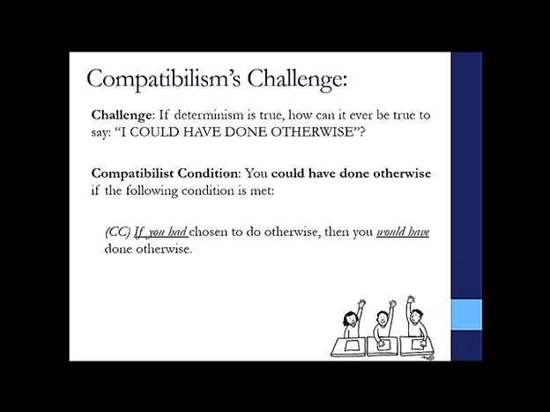Now, it might not be possible that you made a different choice, right? If determinism's true, if fatalism of any sort's true, it's going to be false that you could have made a different choice. The compatibilist says that's okay. What matters is this. If you had made a different choice, even if it's not possible to do so, you would have performed a different action. And so long as that's true, then it's true that you could have done otherwise.